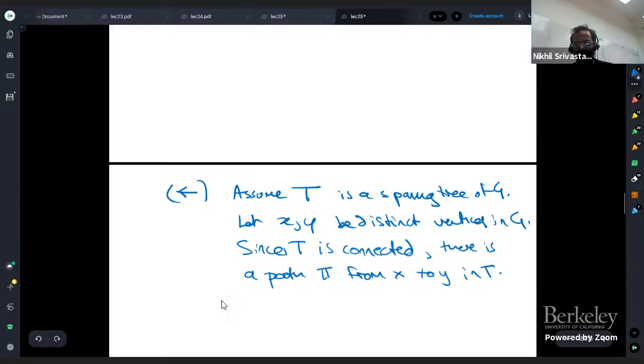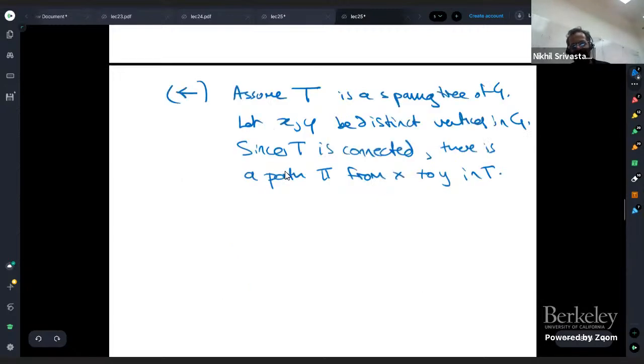And now we're using one fact about subgraphs, which is if you have a path in a subgraph, then that path also lies in the bigger graph, because all the edges in the subgraph are contained in the bigger graph. So pi is also a path in G, since T is a subgraph of G. So that direction is easy.